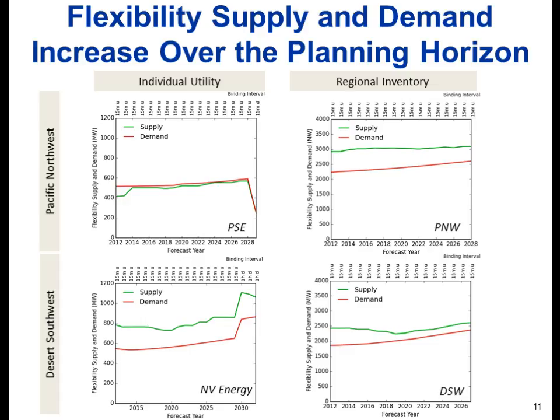But in a few cases, the binding interval actually changes to the 15-minute down direction, or 1 hour in the down direction near the end of the planning horizon. This explains the jumps in those inventories in those later years. In general, we see that both the flexibility demand and flexibility supply are increasing over the planning horizon. Flexibility demand increases since there's growing load and growing amounts of variable renewables. Flexibility supply increases as the planned generation that's in those portfolios provides some additional flexibility.